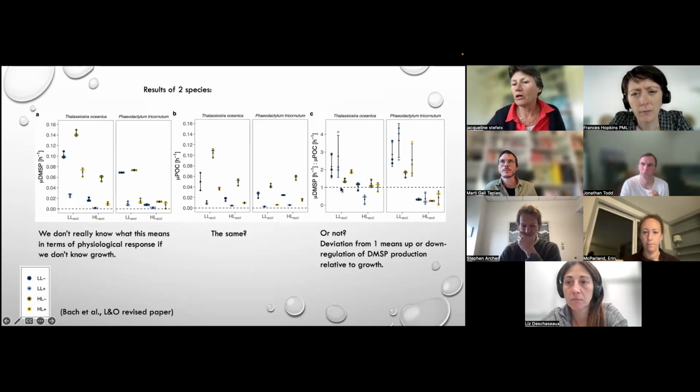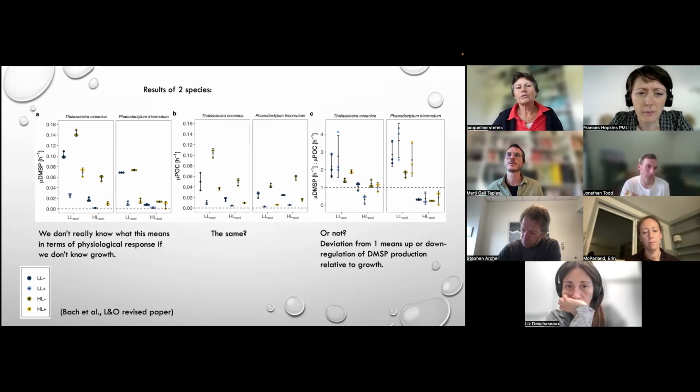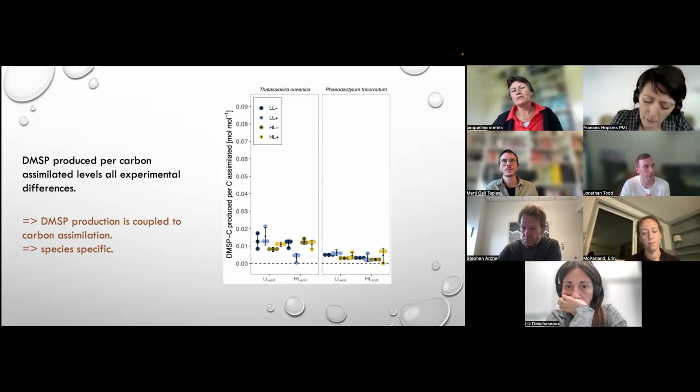So basically all the low light acclimated cultures in both species were higher than 1, whereas the high light acclimated cultures were less than 1. So what was the reason for it? And then we had a further look into what was actually happening there, and calculated the DMSP produced per carbon being assimilated, because these cultures had adapted their DMSP to carbon ratio in the cell. And then it turned out that there was basically no difference between these acclimations.